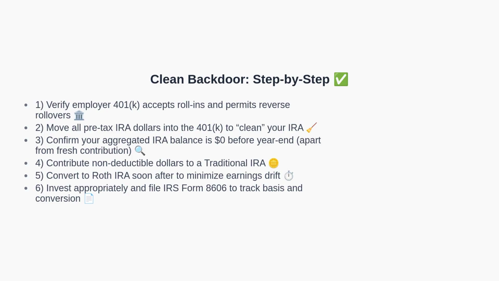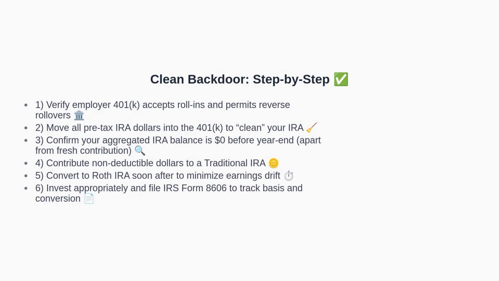Start by checking whether your current employer's 401k accepts roll-ins, because not all plans do. If allowed, request a reverse rollover of pre-tax dollars from all your IRAs into that employer plan. This step removes the pre-tax amounts from the IRA aggregation and is key to avoiding the pro-rata trap. After the rollover, confirm your aggregated IRA balance is zero or contains only the new non-deductible contribution before December 31st.